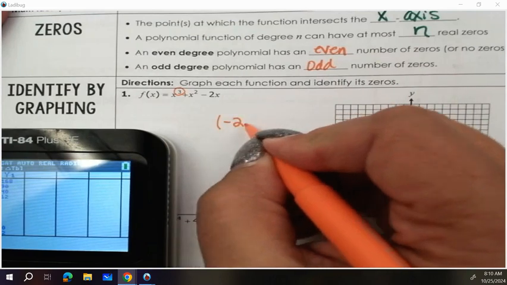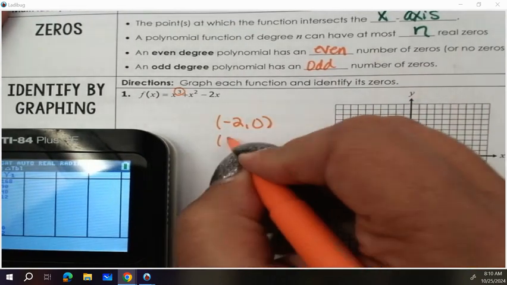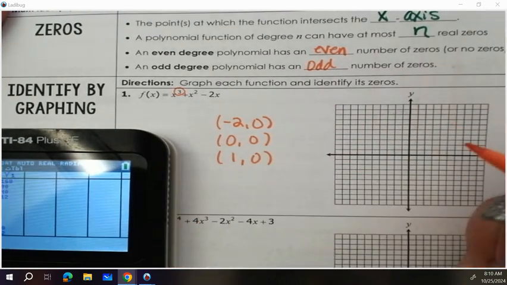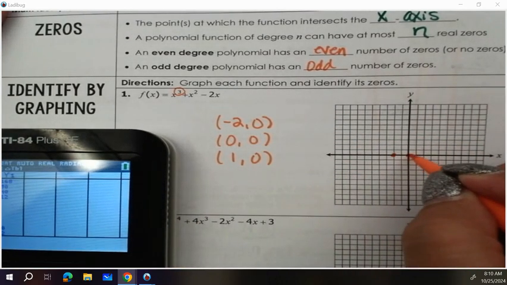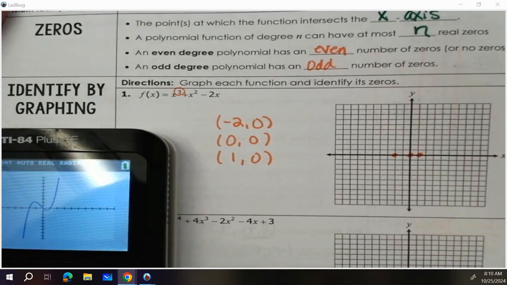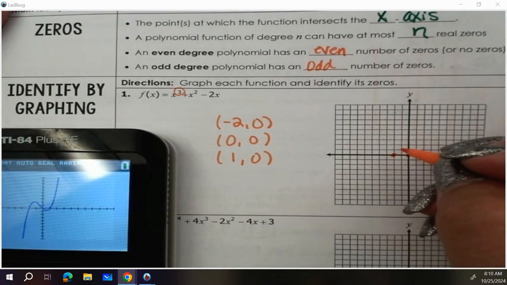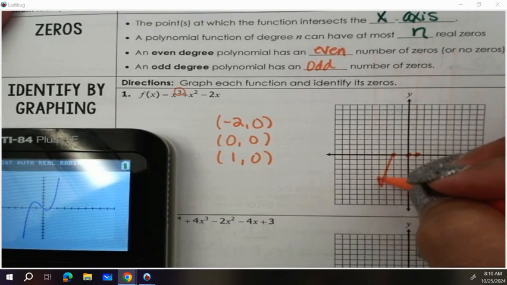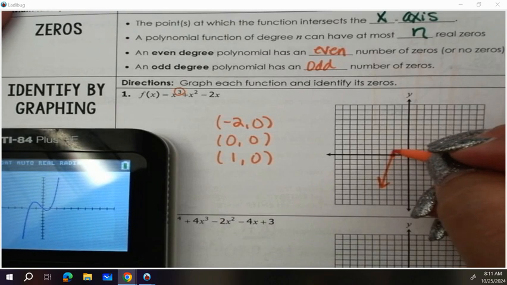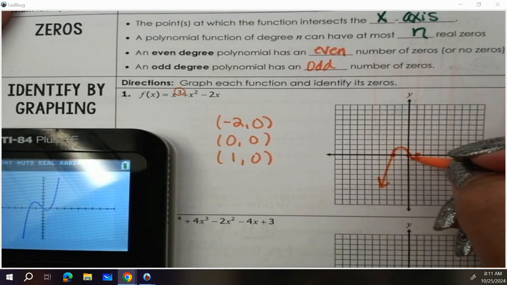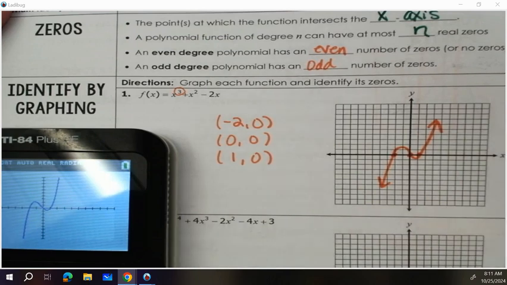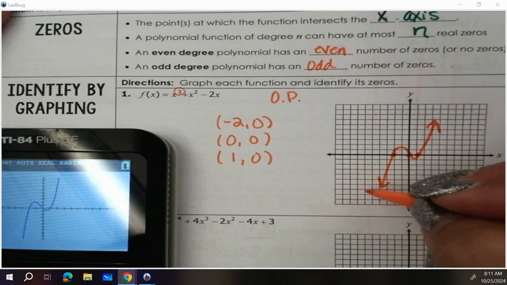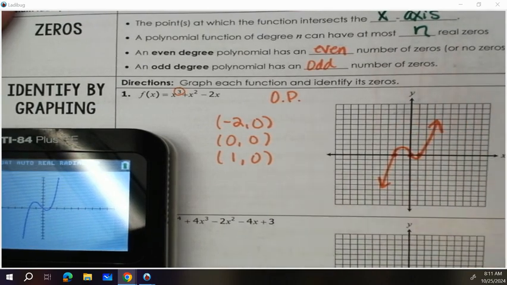-2, 0, 0, 0, and 1, 0. I can put them on my graph. I don't have my max and min identified right now, and that's not what we're doing right this second, so I'm not going to worry about identifying them. We'll do all that together, but I can make a nice sketch. I am odd positive, so my end behavior is up on the right, down on the left. That's exactly what it's doing.